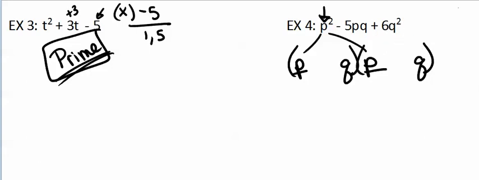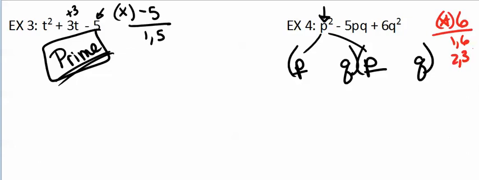I'm going to do the same thing. I'm going to look for multiples that give me 6, that add to give me -5. So 1 and 6, and 2 and 3.